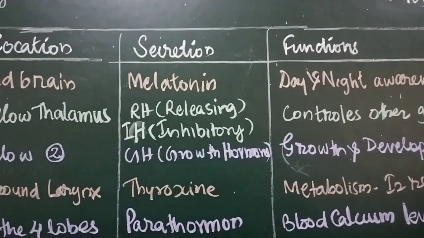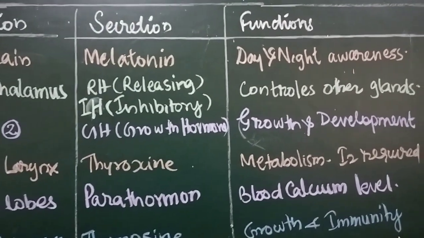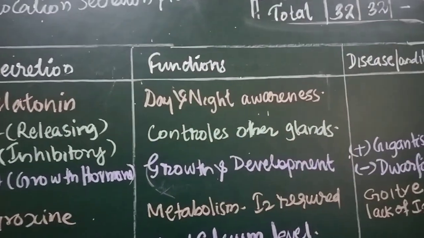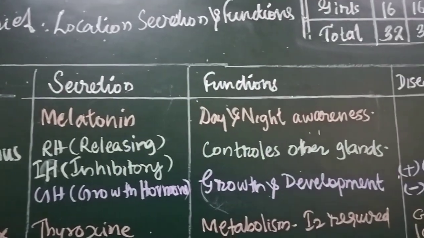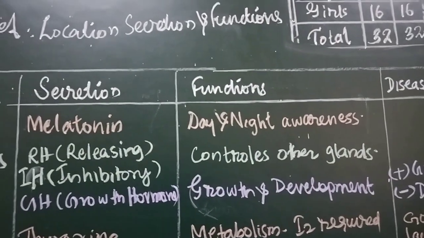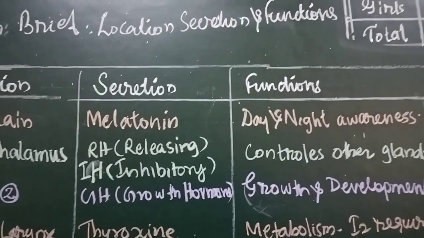They have the releasing hormones and inhibitory hormones, RH and IH, which will be controlling all the other glands. That's why even the pituitary gland, which is also known as the master gland, is controlled by the hypothalamus. That's why sometimes it is called the master of the master glands.